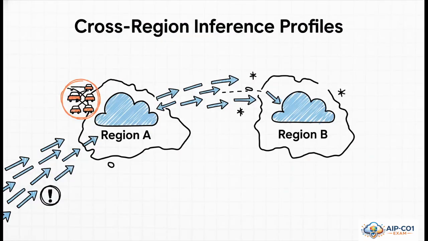And here's another pro move for you, this time for resilience. What do you do if your main AWS region gets totally slammed with traffic and slows down? Well, you can set up what are called cross-region inference profiles. This lets Bedrock automatically start sending requests to a different region that has free capacity. It's a fantastic way to build a much more durable application.